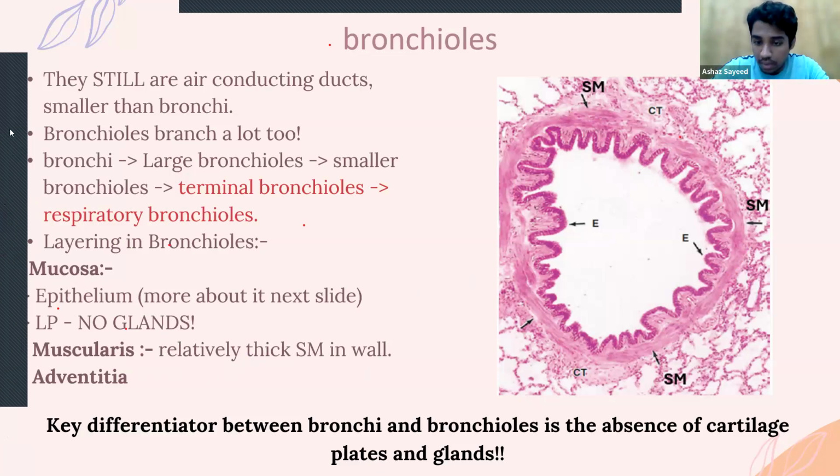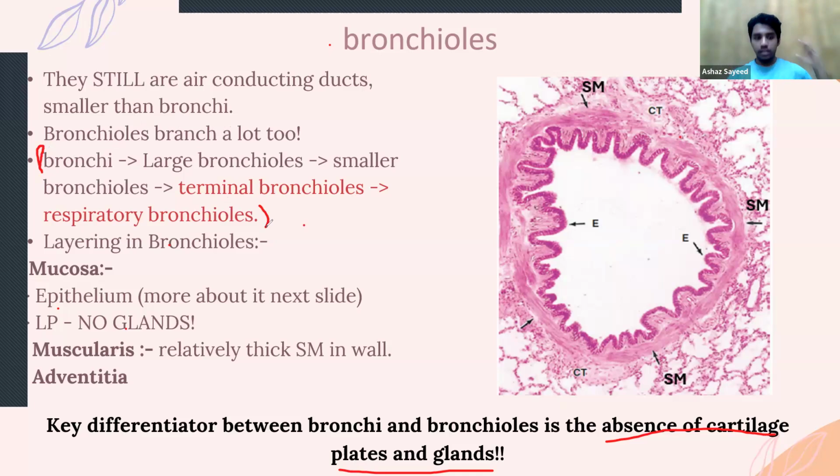Now remember this point, guys. Please remember this point. This has been a previous year question. The key differentiator between bronchi and bronchioles is the absence of cartilage and absence of glands. Bronchioles have zero cartilage at all. So now let's start off how the branching goes. Look at this, this is also an important point.